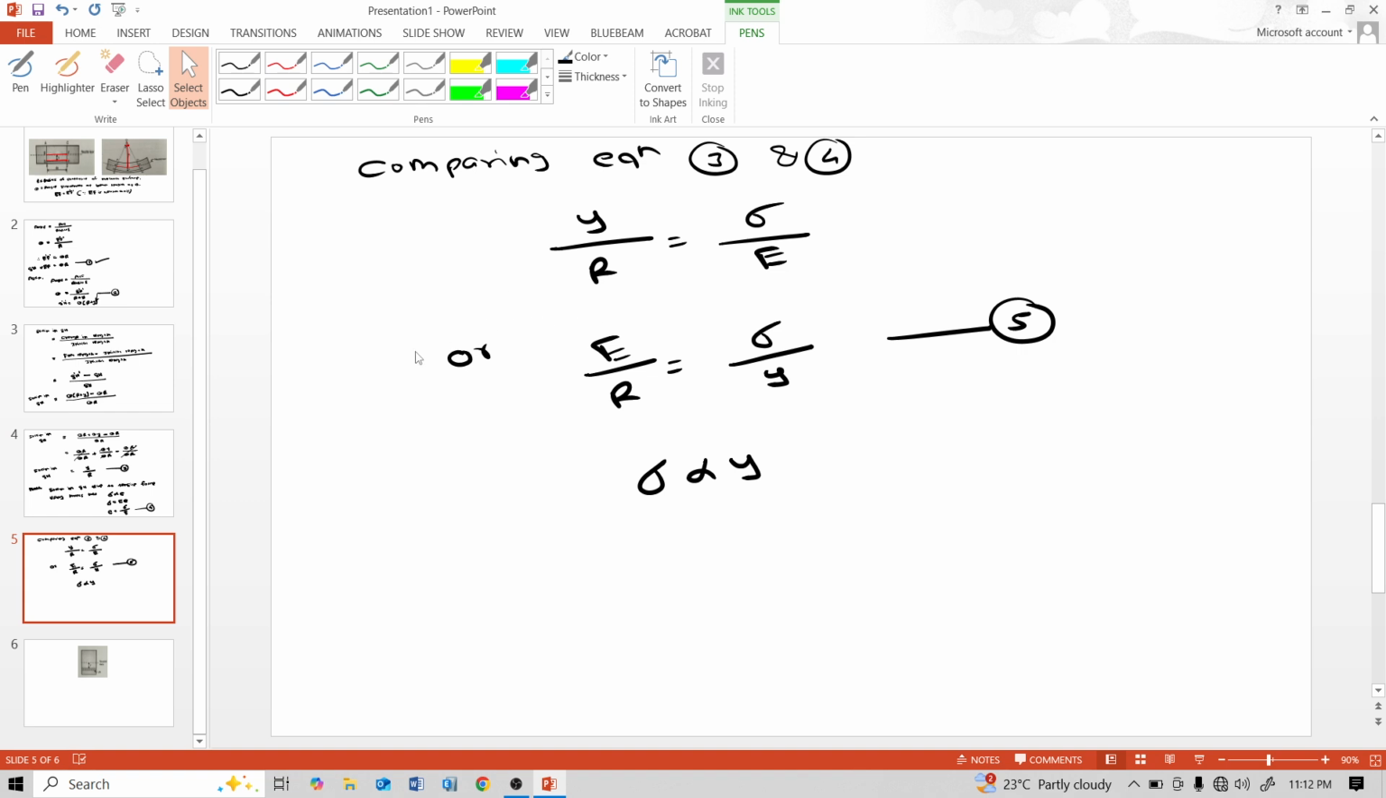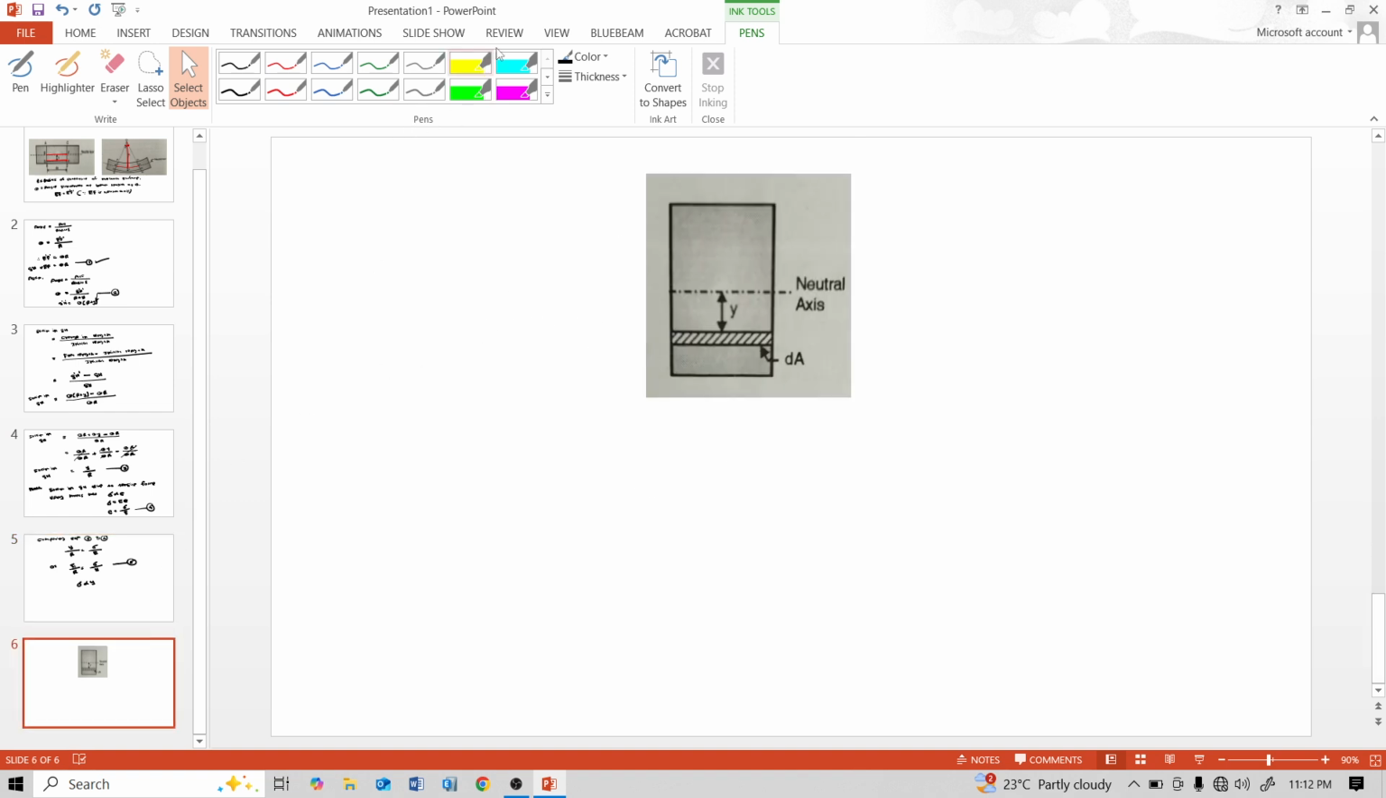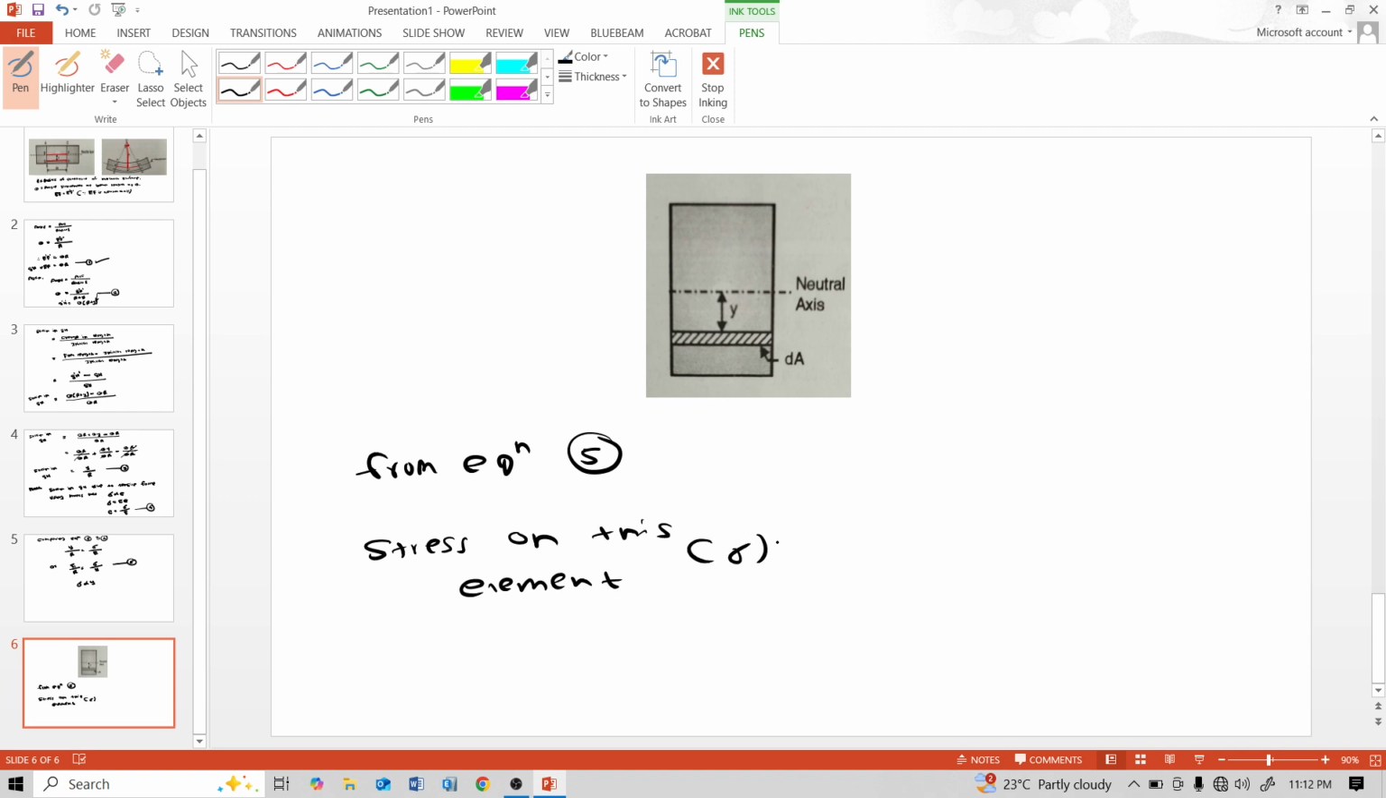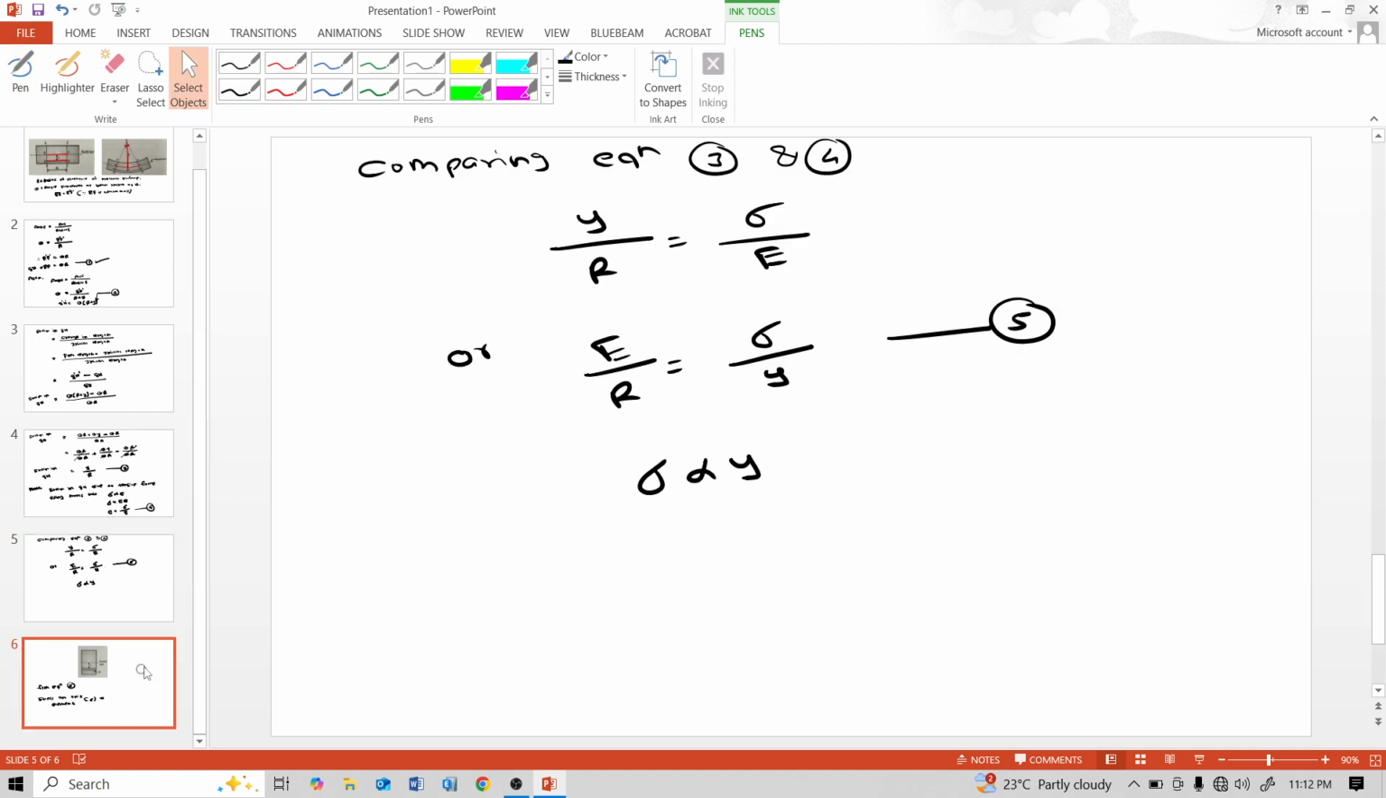the stress sigma on this element is, from equation 5, the stress on this element sigma is equal to E upon R into Y.